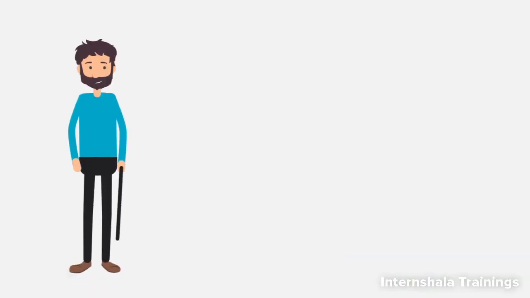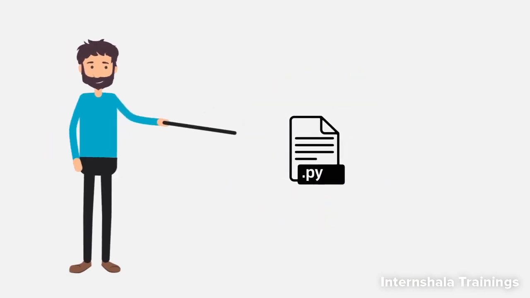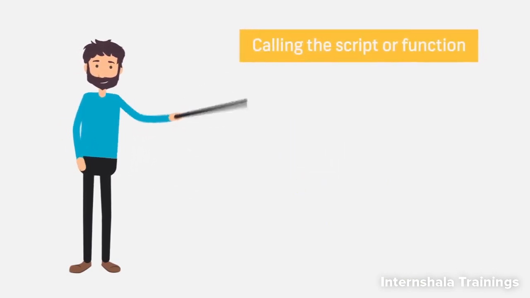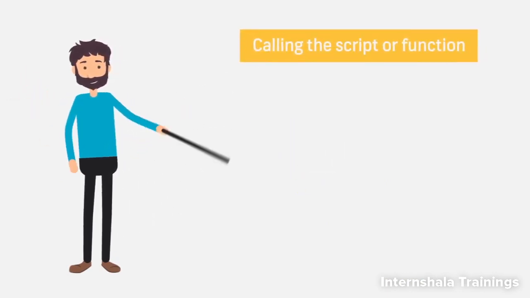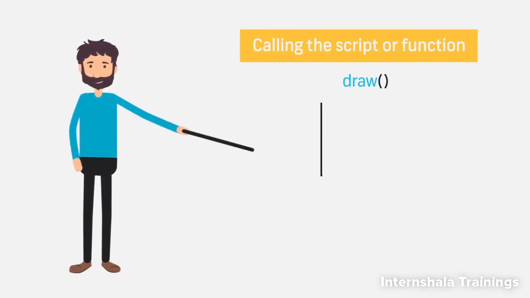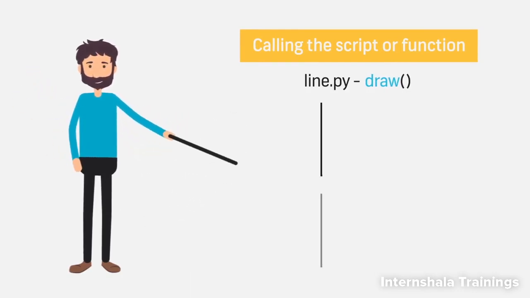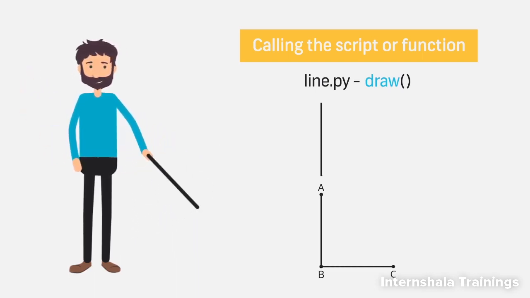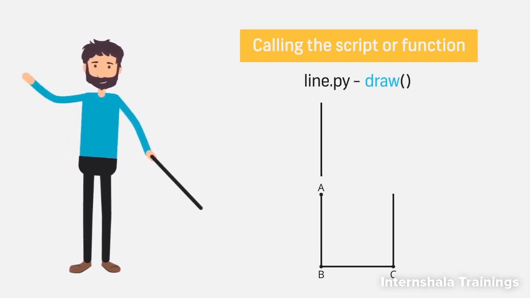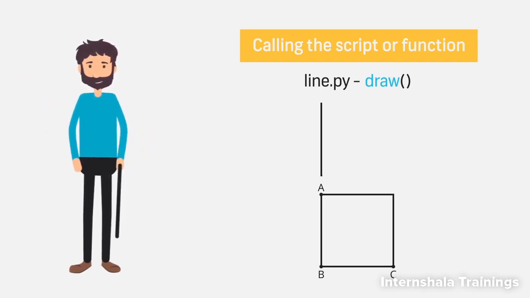Let me explain how we can reuse saved scripts and their functions. The most common use is to import scripts. This is known as calling the script or function. Let us assume there is a function called draw, which draws a straight line to a given coordinate and is written in a script called line.py. Now, while creating a script to draw a square, you can import the draw function from the line script while beginning from the point A. Then, after reaching the point B, you can again use the draw function to draw the line till the point C. In this way, you can reuse the line.py script and its functions whenever required.